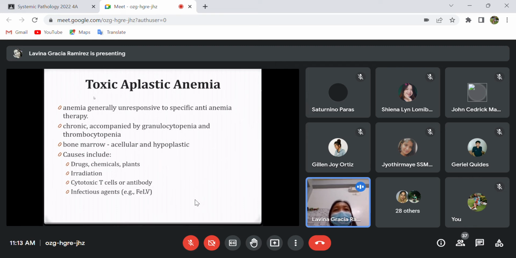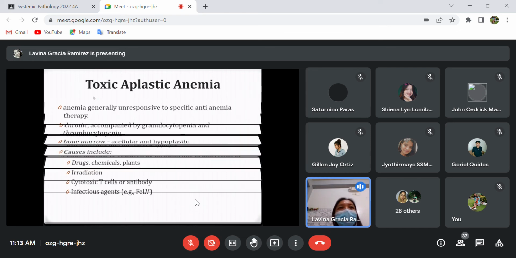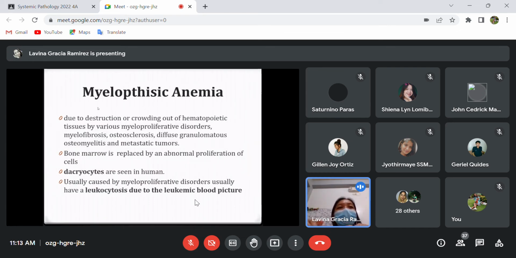Now, the last one, meron pa pala. Myelophthisic anemia naman, so same, no? It could also happen in the bone marrow. So there's a destruction or crowding out of hematopoietic tissues by myelosclerosis, diffuse granulomatous osteomyelitis, and metastatic tumors. In short, these conditions can be acquired while the animal is alive, which is a bit different from toxic anemia.